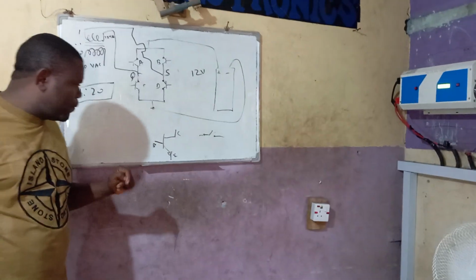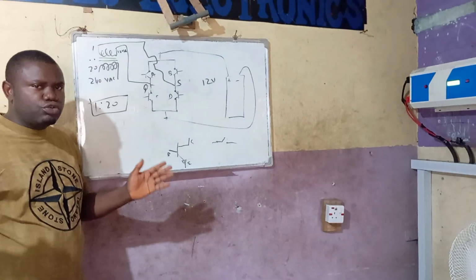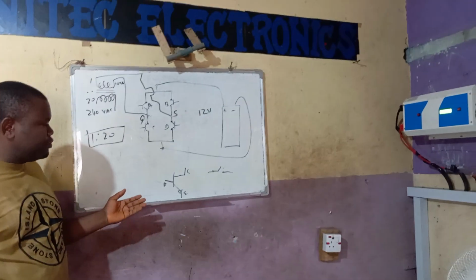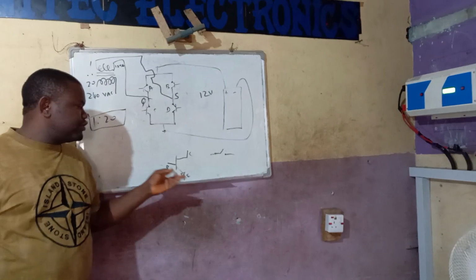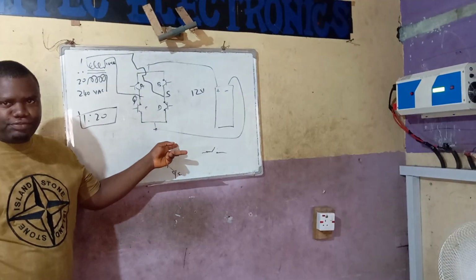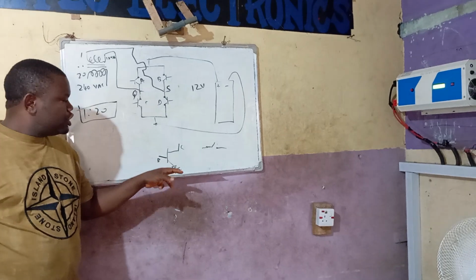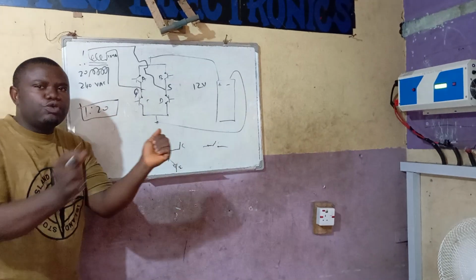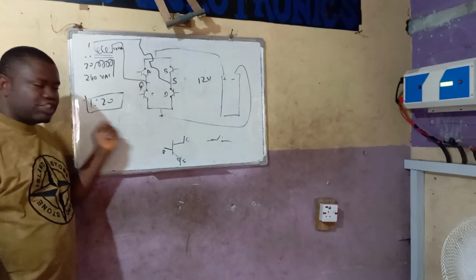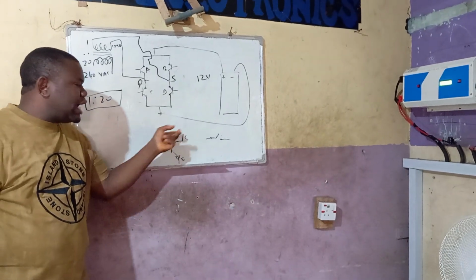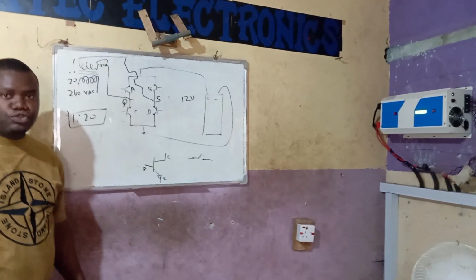This transistor, when you send a particular polarity to it, you see, this is an NPN transistor. It means negative, positive, negative. So when you send positive to the base of this transistor, this emitter and collector will join together as if it is a switch. When you remove that positive, the emitter and the collector will separate. That is how a transistor works. Do you get the point now?